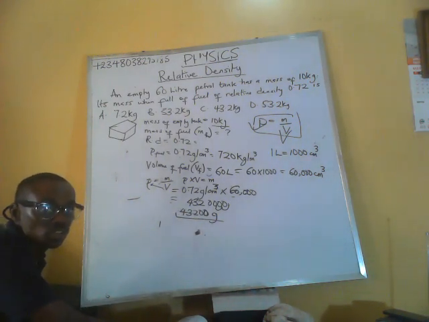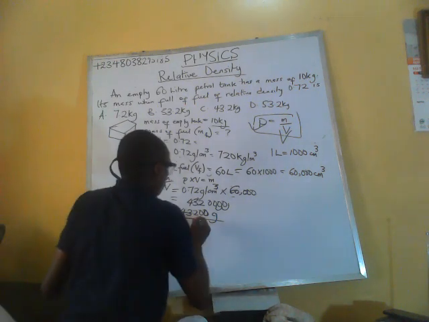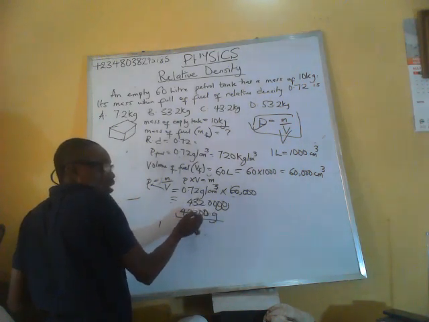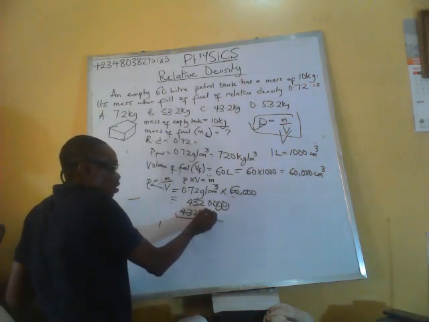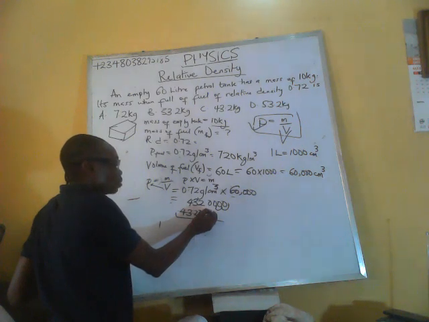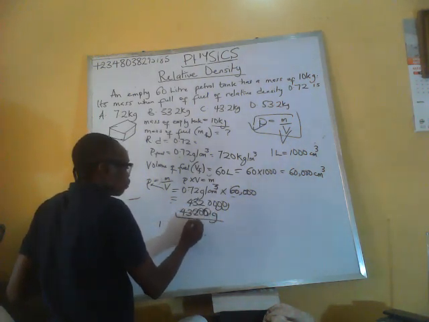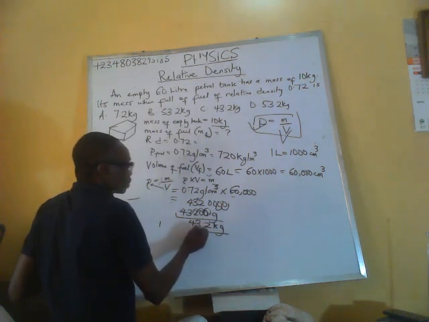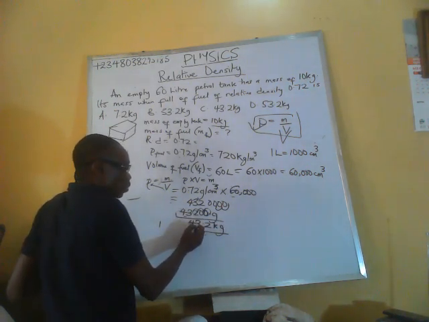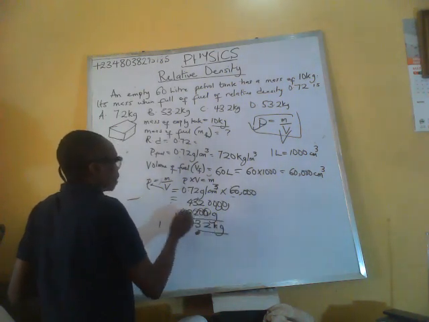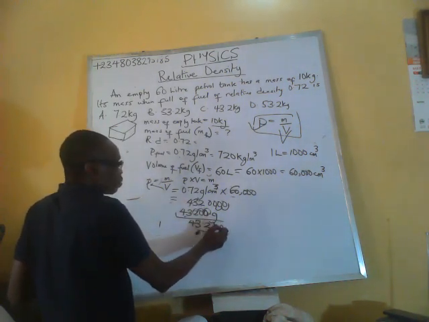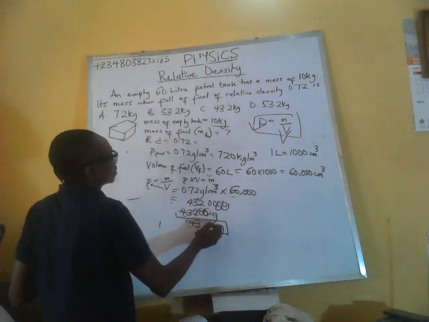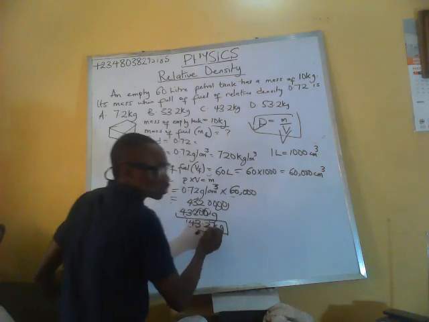We convert this to kilogram by dividing by 1,000. There are 3 zeros in 1,000, so let's count the decimal from the right. That is 1, 2, 3. So if you divide it by 1,000, you have 43.2 kilogram. So the mass of fuel is 43.2 kilogram. But this is not the final answer. This is just the mass of fuel.